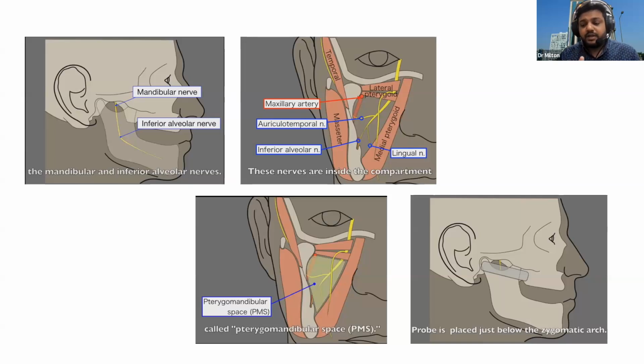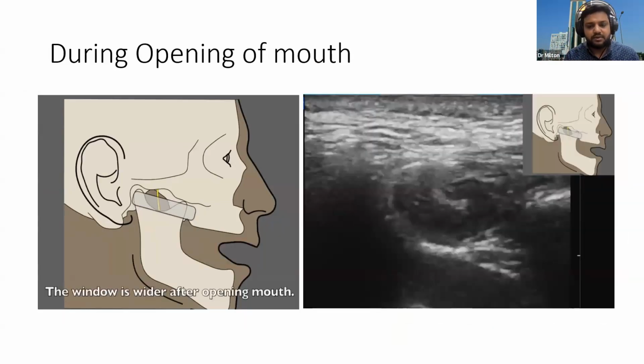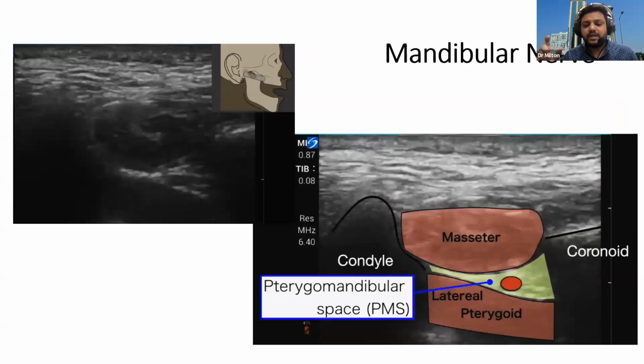One is that anteriorly is the maxilla and posteriorly is the mandibular. Okay, so for the mandibular we need to hold our probe over the condyle and the coronoid, so you can see both of them. After that we need to open the mouth, and at that time we can see the pterygomandibular space. After crossing this muscle, this space is for the intervention, the mandibular nerve block.